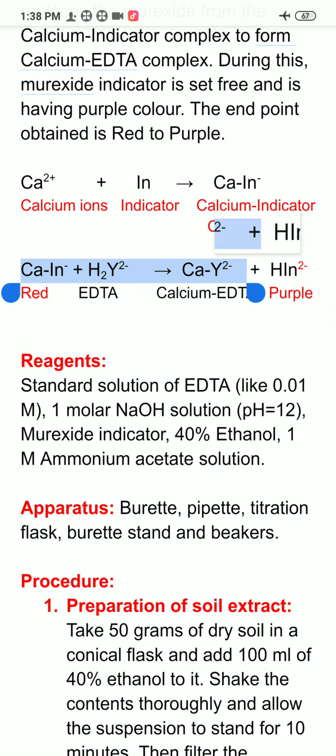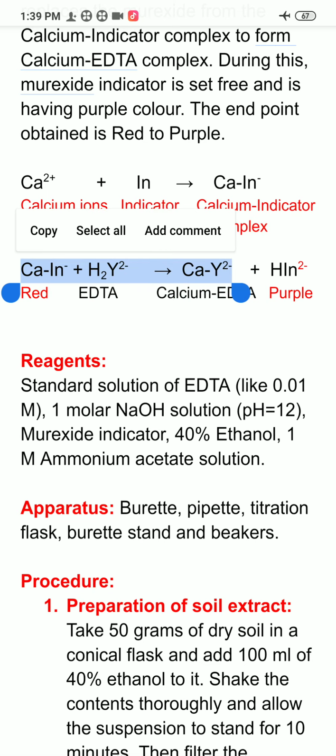Please note here that in this equation, when I am reacting calcium indicator complex with disodium salt of EDTA, it is forming CaY2 negative complex, which is calcium EDTA complex. So in this case, one molecule of calcium combines with one molecule of EDTA. So I can say that in the complex their molar ratio is 1:1. This point is important, they combine in 1:1 molar ratio.